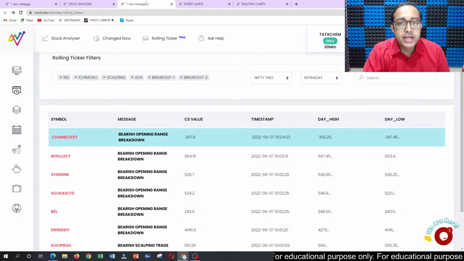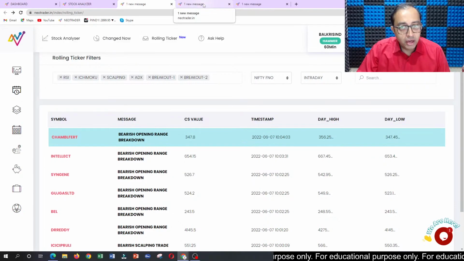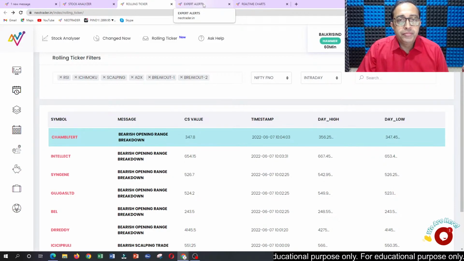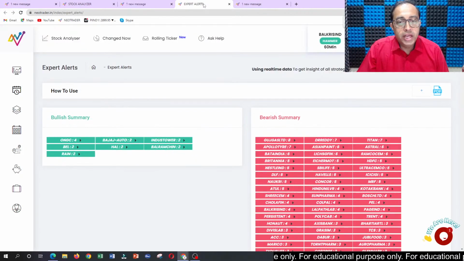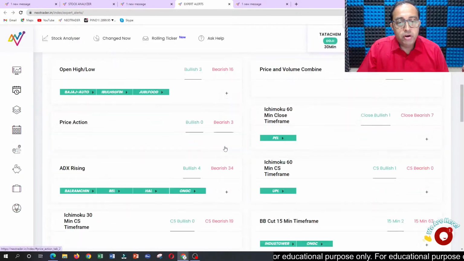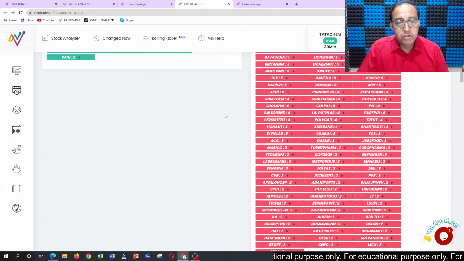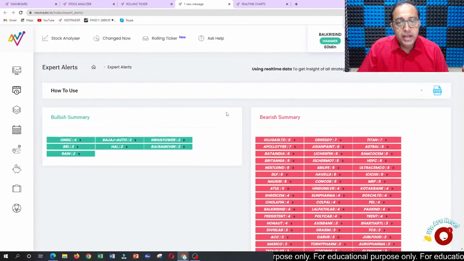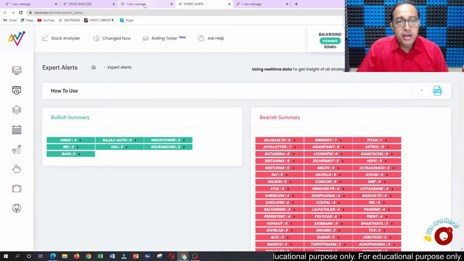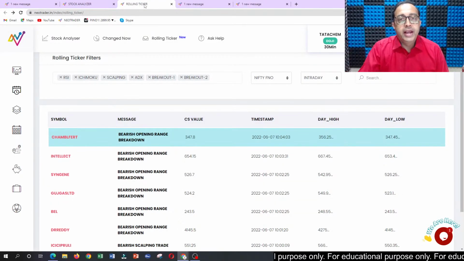You know that yes, there is some technical signal emerging, and to get better confidence and zero in on that stock, all you have to do is go to expert alerts, where a host of experts are sitting to give you stocks on the bullish or bearish side. From there, go to the summary, combine it with the rolling ticker and execute a trade. So you can see the way you can go to the right trade.